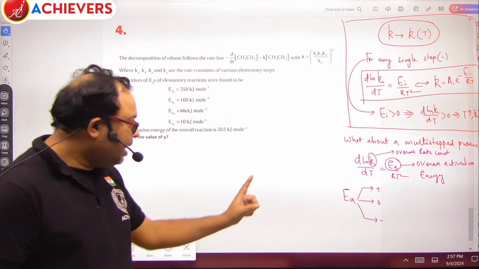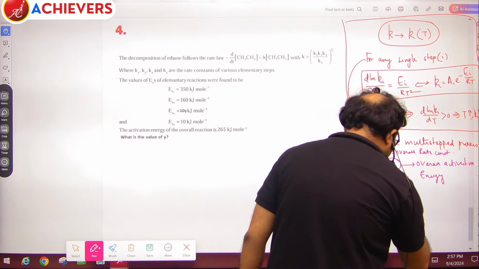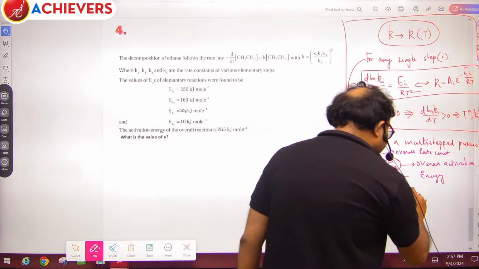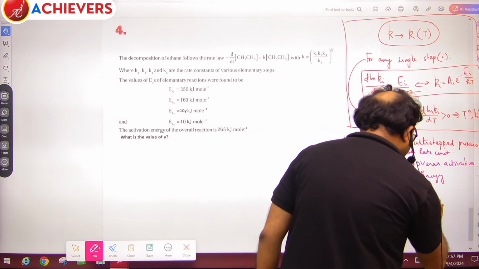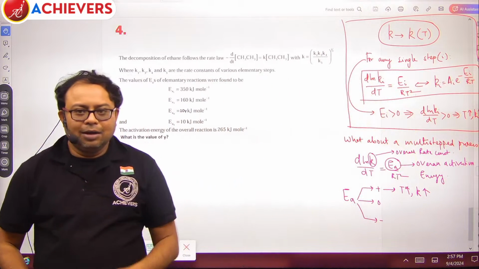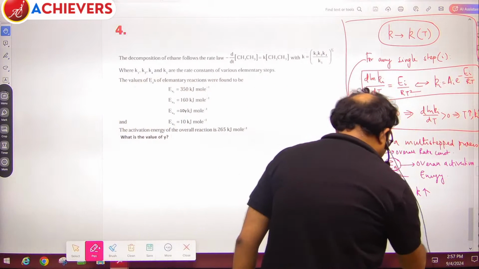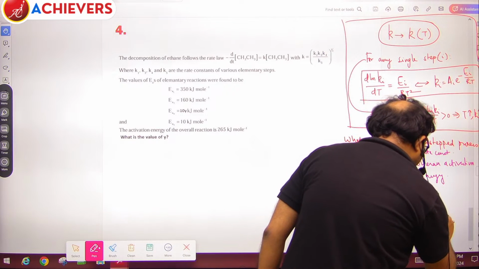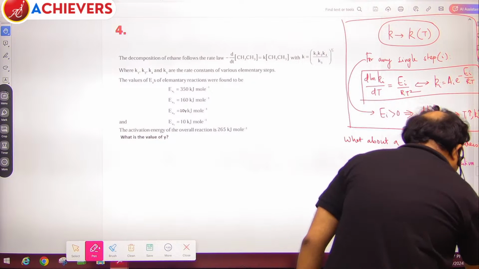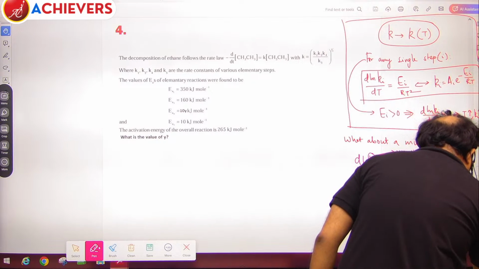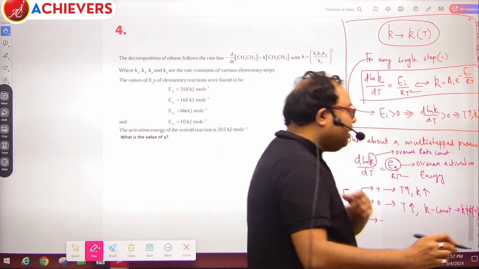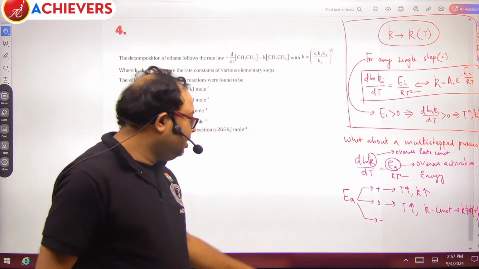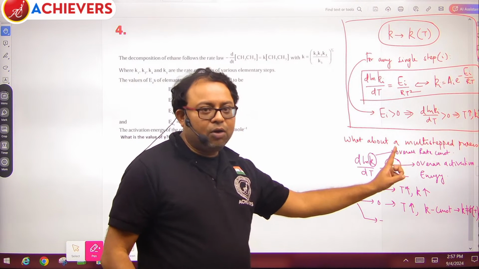If it is positive, then dln K/dT is positive. That means with increase in temperature, the overall rate constant will increase. But if it is 0, then with increase in temperature, K will remain constant. That means K becomes independent of T. The overall rate constant becomes independent of temperature because dln K/dT reduces to 0 over here.